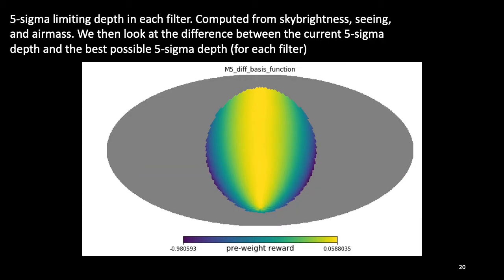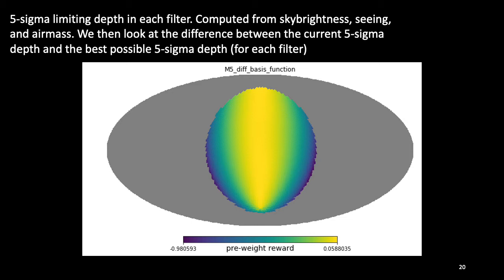The next basis function is the 5 sigma limiting depth. So we compute this in each filter. Here I think I'm showing R band. The 5 sigma limiting depth is computed from a combination of the sky brightness, the seeing, and the air mass. And obviously those play differently in different filters. And when we compute the basis function, we take the current 5 sigma limiting depth and subtract the ideal 5 sigma limiting depth that point on the sky would have in dark time on the meridian in ideal seeing conditions. So what that means is this 5 sigma limiting depth basis function is essentially the penalty we have for observing a point on the sky now versus waiting for ideal conditions.